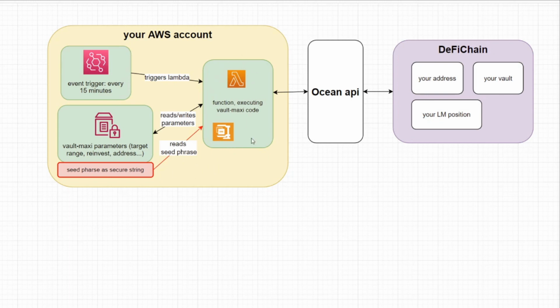Now, Lambda, the Vault-Maxi can execute. It has the seed phrase to sign the transactions. It knows all the parameters, gets access, and it now can run. One important thing is, how do you set that up and how do you get this code?